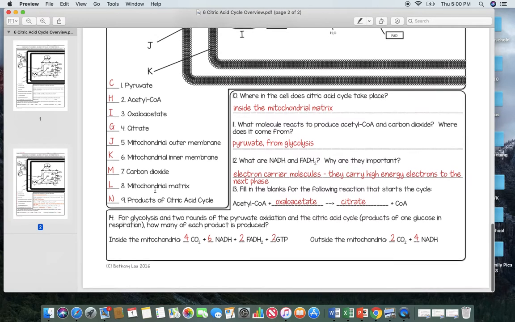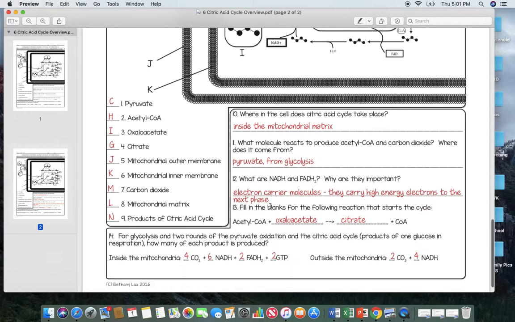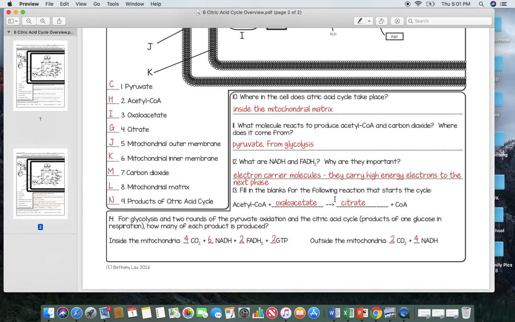And then the products of the citric acid cycle is everything inside the box in the center, which include the 3 NADH, the 1 GTP, the 1 FADH2, and the 2 CO2s. Okay? Great. Now let's answer the question, where in the cell does the citric acid cycle take place? Remember, citric acid cycle and Krebs cycle are the same thing. It takes place inside the mitochondrial matrix.